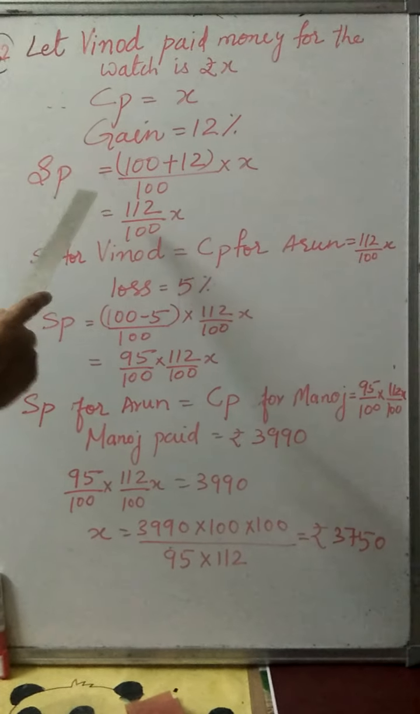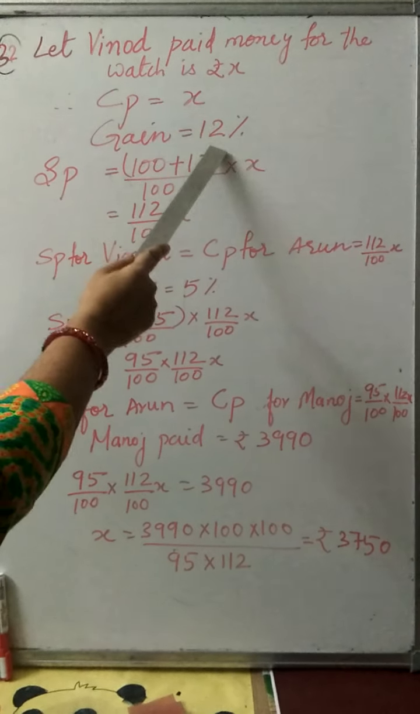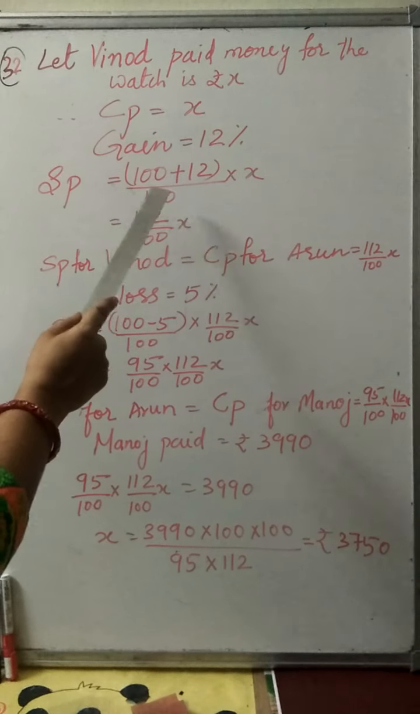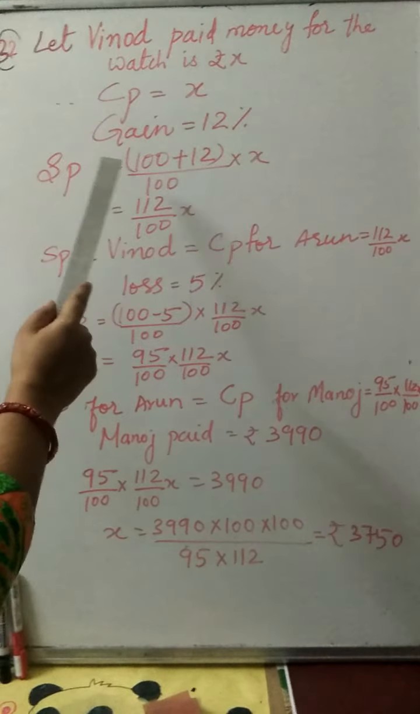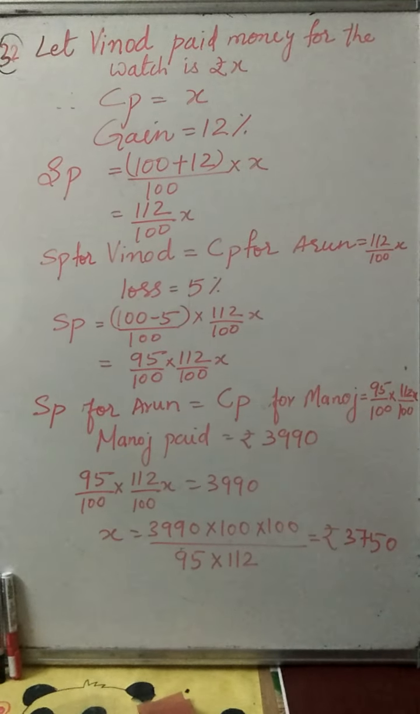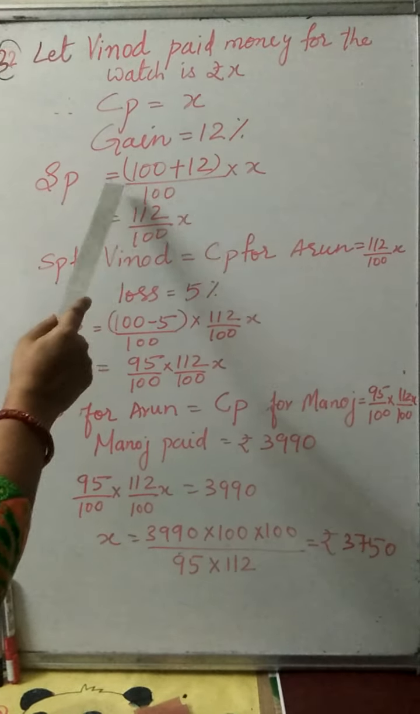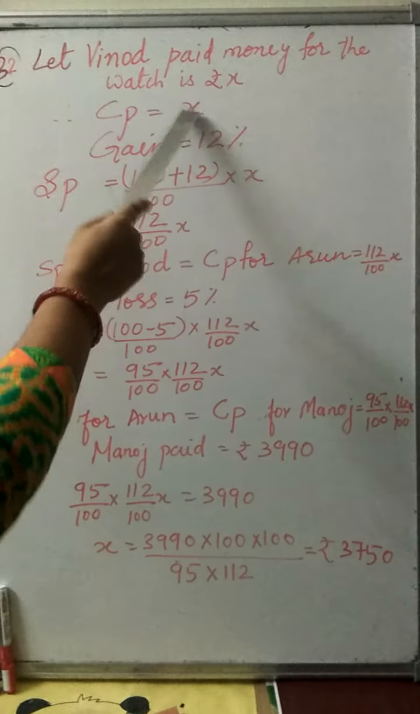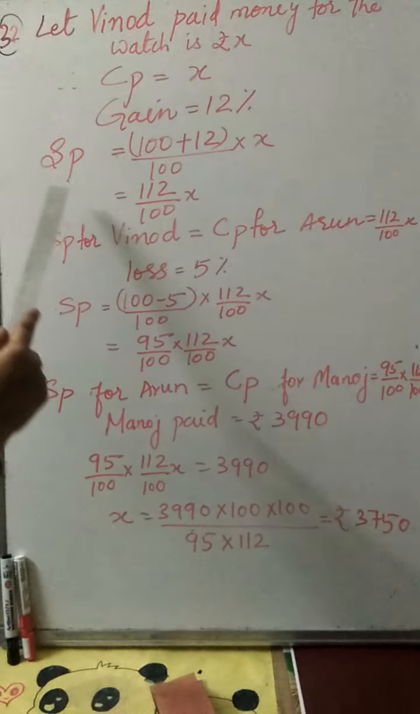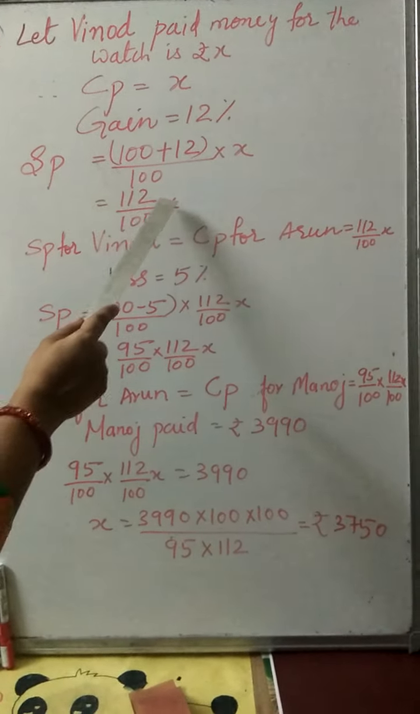Now in that case he has gained 12%. So gain is given, cost price is given. Using the formula (100 plus gain percent) by 100 into CP, you have to calculate the selling price for Vinod. So the first step is to calculate the selling price. That is (100 plus 12) by 100 into X, because X is the CP for Vinod. So by this formula we have calculated that the selling price of Vinod is 112 by 100 X.